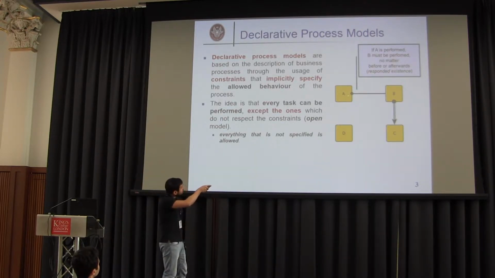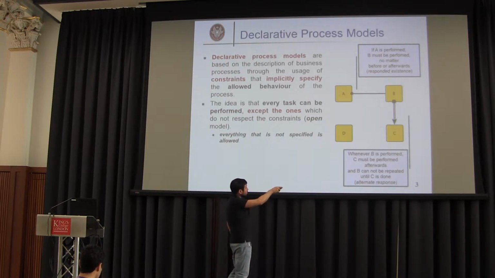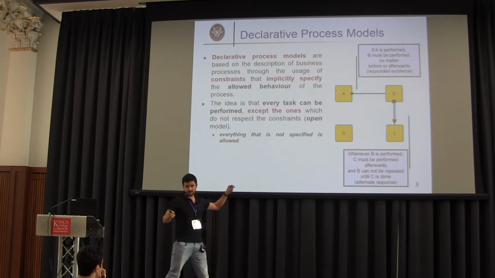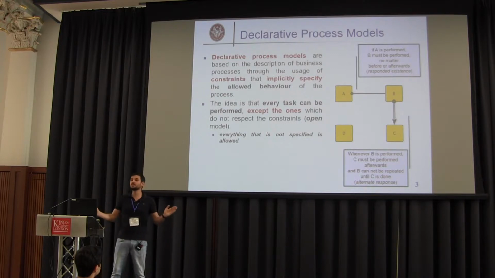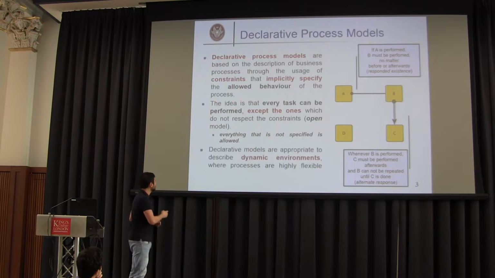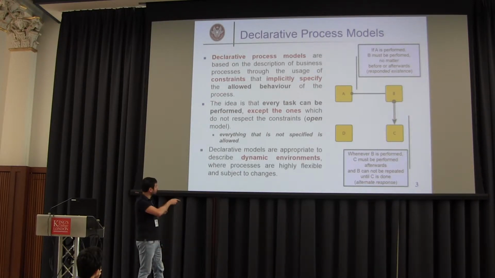This line means, for example, that if A is performed, B must be performed, no matter whether before or after A. This is another constraint that says that whenever B is performed, C must be performed afterwards. We will see this language in the next slide. So the idea is that we have constraints to represent the structure of the process model. Why declarative process models? Because declarative process models are very good at describing dynamic environments where processes are highly flexible and can be subject to changes.